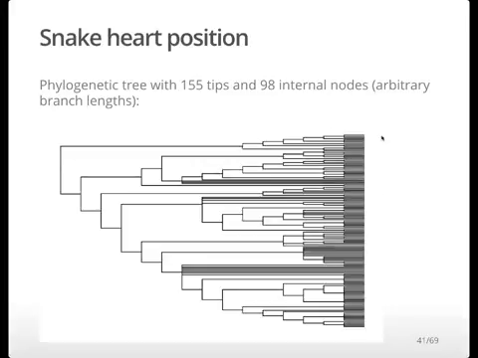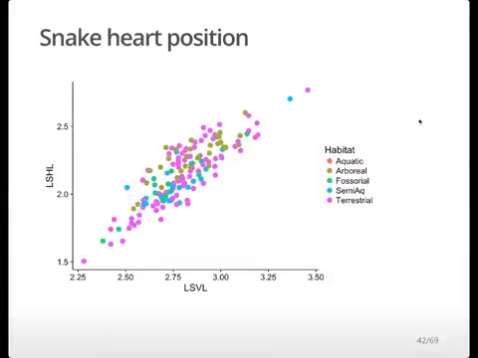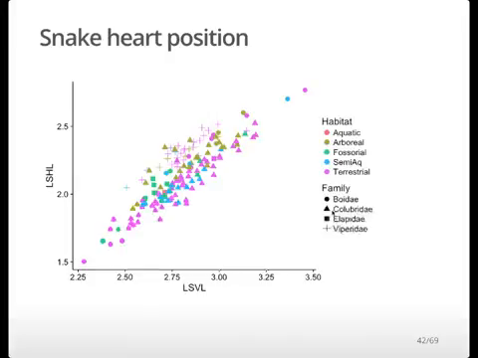This is what the tree looks like. I took the tips off because they were useless. These are set to arbitrary branch lengths. All right, so here's what the data looks like. These are habitat: aquatic, arboreal, fossorial, so underground, semi-aquatic, and terrestrial. The colors didn't turn out well. But if you code family by the shape, you can see there's actually structure in here.